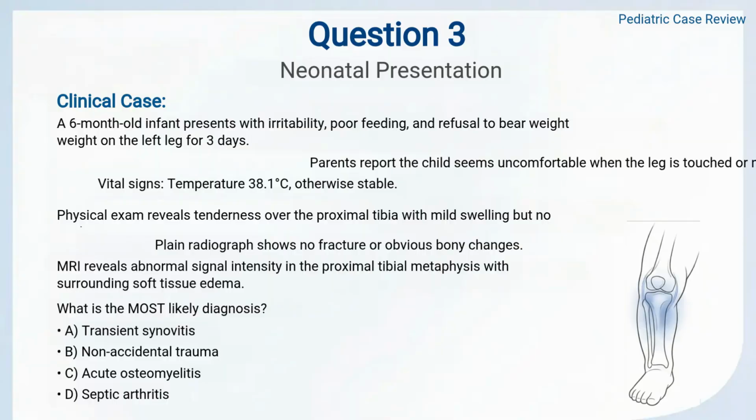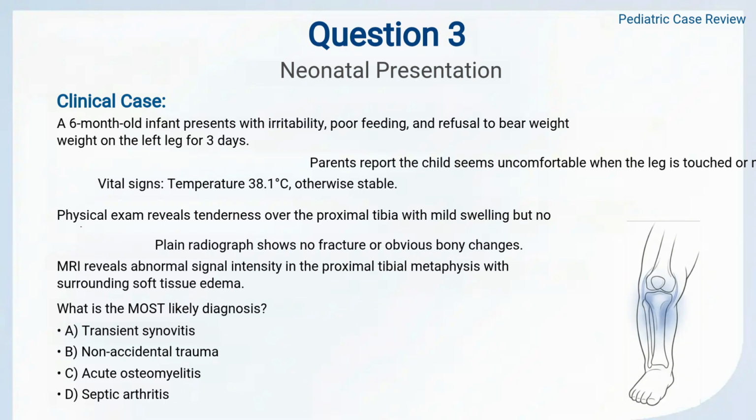Case 3. A 6-month-old infant presents with 3 days of irritability, poor feeding, and refusal to bear weight on the left leg. Parents report the child seems uncomfortable when the leg is touched or moved. Temperature is 38.1 degrees Celsius. Physical examination shows tenderness over the proximal tibia with mild swelling but no redness. Plain radiograph shows no fracture or obvious bony changes. Magnetic resonance imaging reveals abnormal signal intensity in the proximal tibial metaphysis with surrounding soft tissue edema.